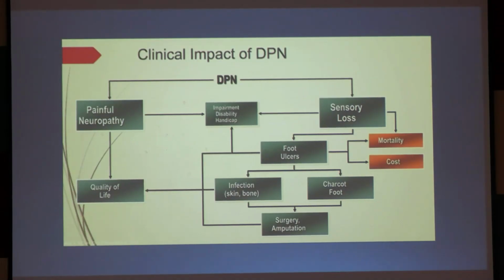The ultimate result is cost and cost to the patient, that means mortality and cost. So the ultimate impact of diabetic neuropathy, either painful neuropathy or painless neuropathy, is loss of life and wealth.